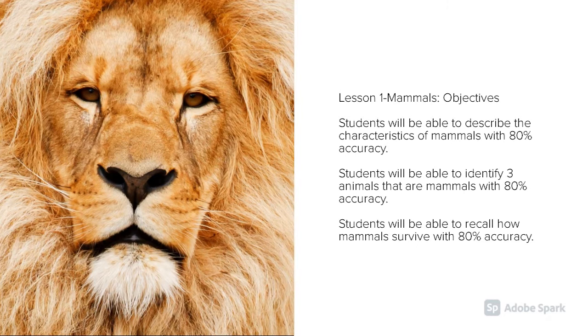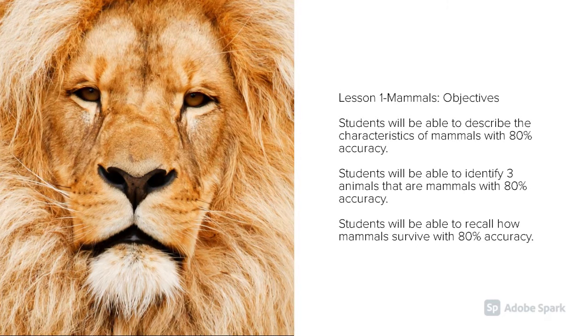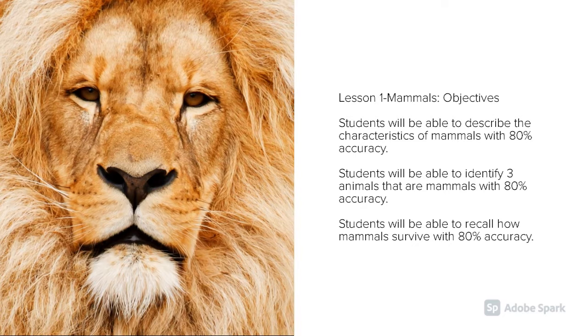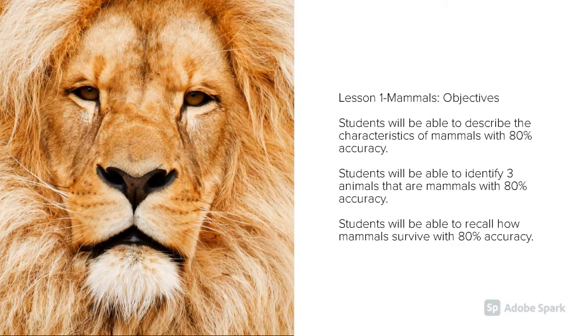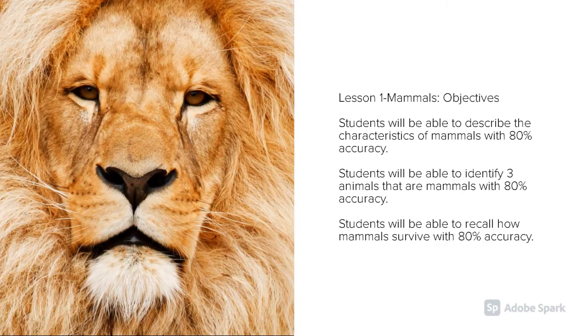The objectives are: students will be able to describe the characteristics of mammals with 80% accuracy. Students will be able to identify 3 animals that are mammals with 80% accuracy. And students will be able to recall how mammals survive with 80% accuracy.